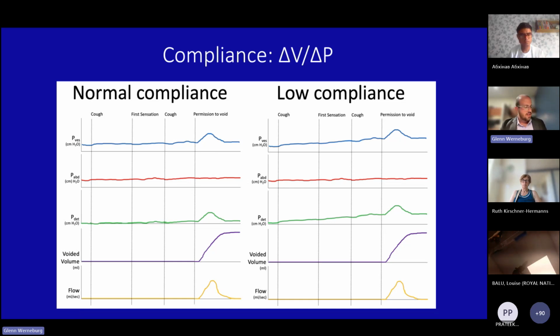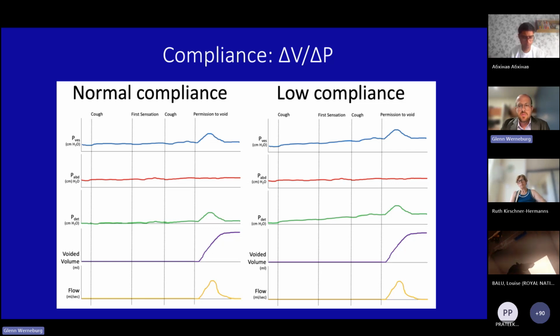And on the right of the screen, you can see that P det is coming off of the baseline. So P det on the right of the screen starts low. It starts at the same value as it does on the panel on the left, but then it progresses. It increases as the bladder fills. So you can see that green line, by the time permission to void happens, it comes off of the baseline. And this is a typical scenario of poor compliance.